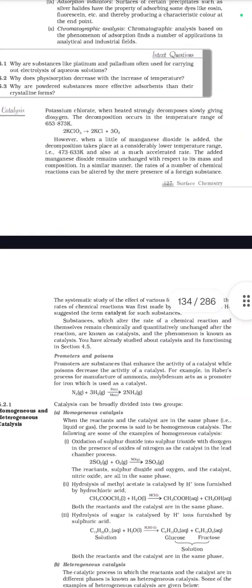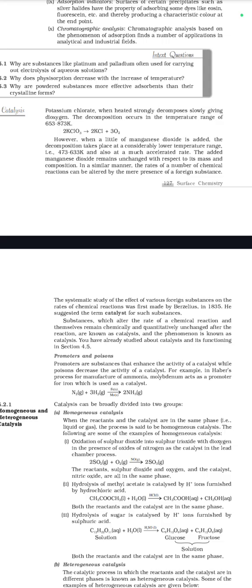Catalysis. Potassium chlorate, when heated strongly, decomposes slowly, giving dioxygen. The decomposition occurs in a temperature range of 653 to 873 Kelvin. However, when a little manganese dioxide is added, the decomposition takes place at a considerably lower temperature range, 473 to 633 Kelvin, and also at a much accelerated rate. The added manganese dioxide remains unchanged in its mass and composition.